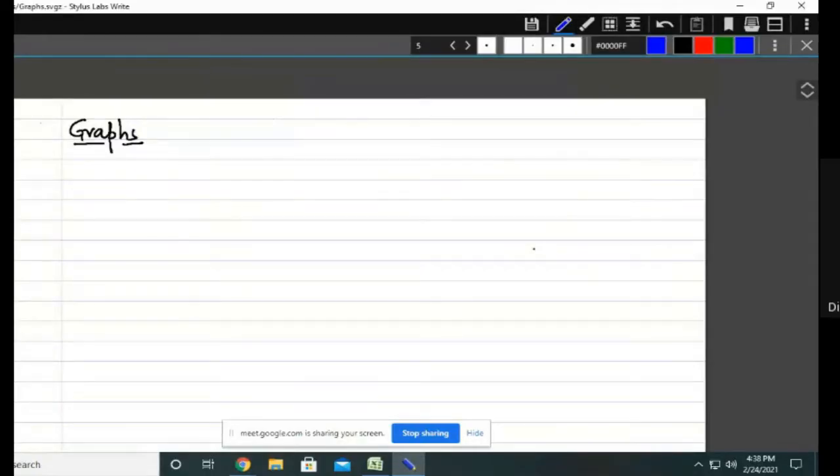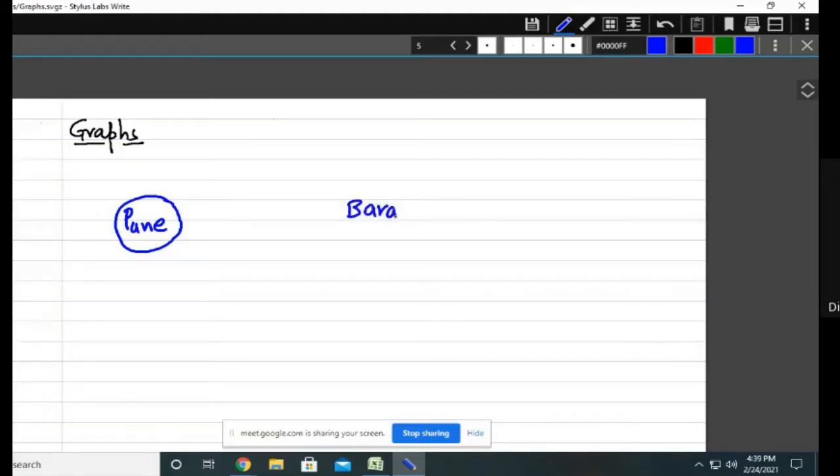Today we will start with the next unit, that is graph. Okay, so I'll just give you one example. Let's say, instead of starting with the definition, I'll start with an example. Let's say this is Pune, and this is, let's say, Baramati.